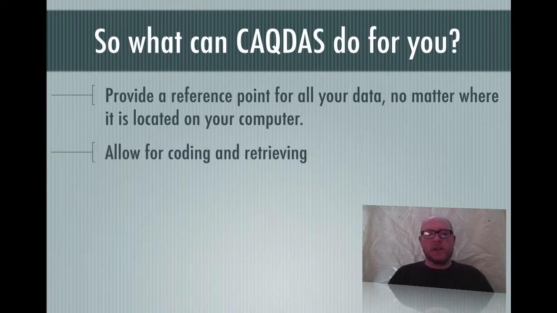CAQDAS software can also allow for coding and retrieving, and this is probably the most useful and most used piece of the software. You can go through a transcript or a video or any other kind of media and actually attach codes within the software, and then later on you can use the software to find out where those codes are. You can find out where particular codes overlap, all those kinds of things. So that's really, for most people, the most useful part of what goes on in CAQDAS software.